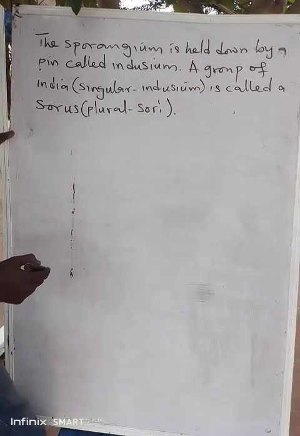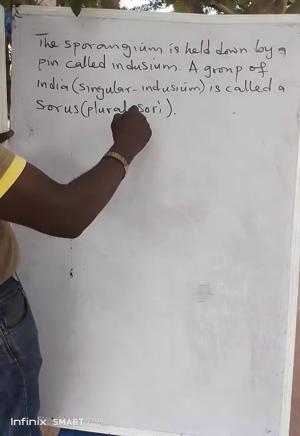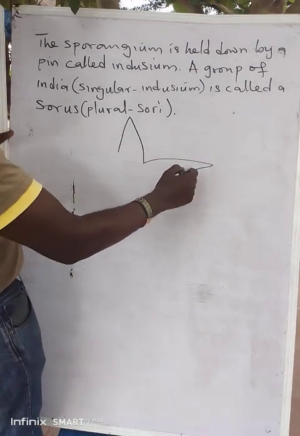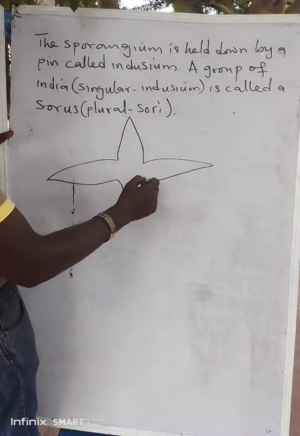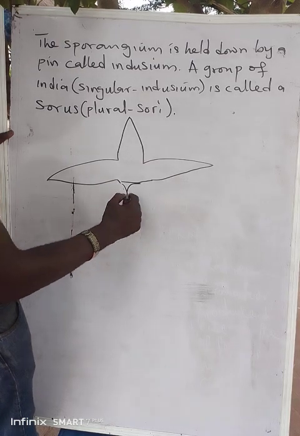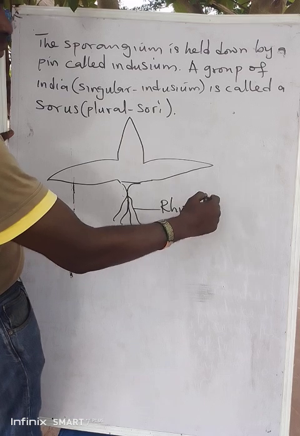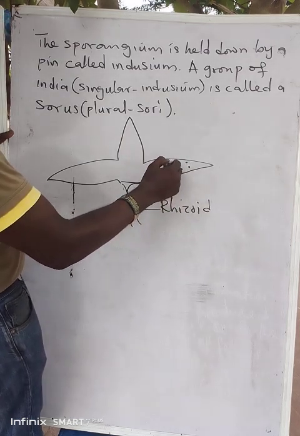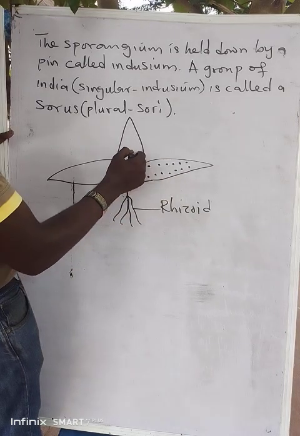Okay. Now, what am I saying here? You have something like this. It's a Selaginella species of fern. You have something like this. That is a rhizoid. So here you have something. You have something like this.